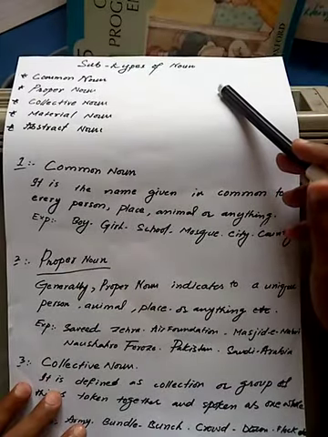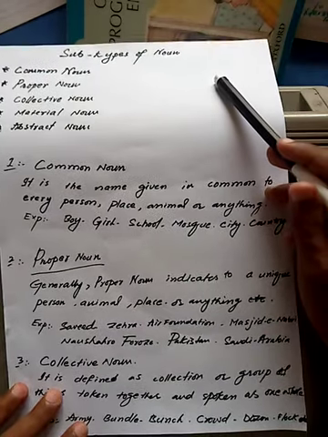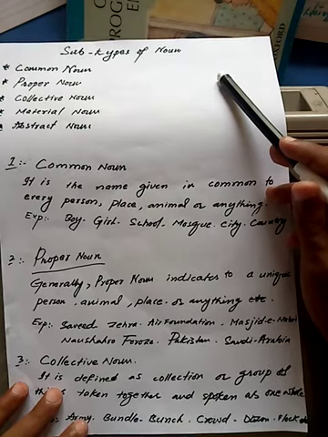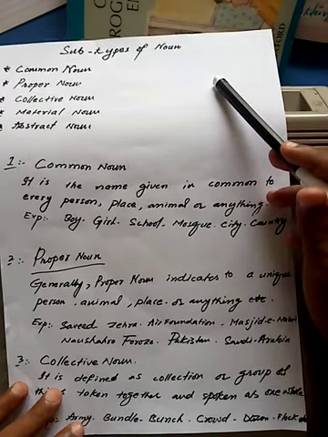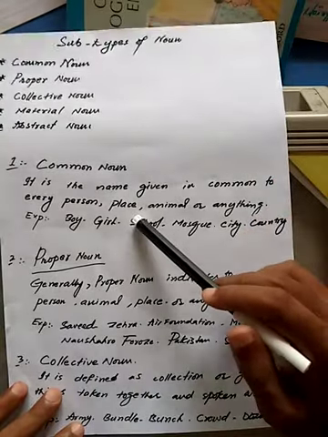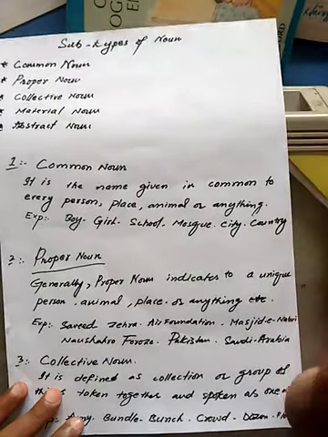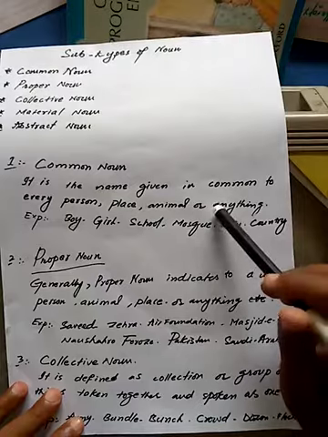Dear students, as you can guess the definition of this noun from its name, or you have already read this, that common. What would probably be the meaning? The meaning of this word is common, that clearly means that it is the name given in common to every person, place, animal or anything. Name given in common to every person, place, animal or anything is called common noun.